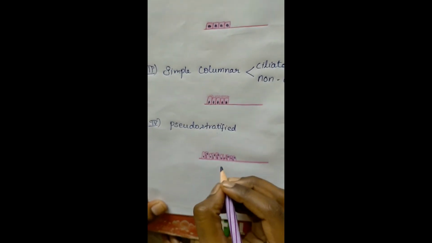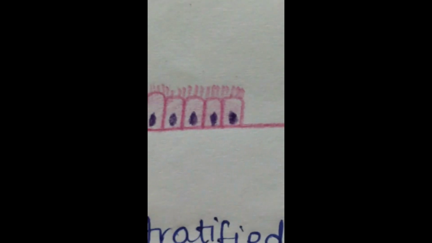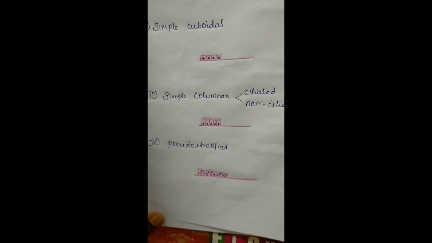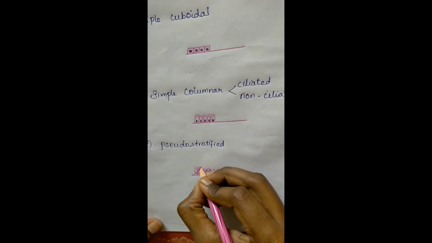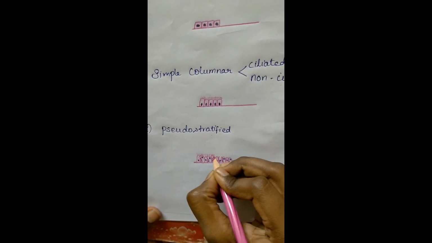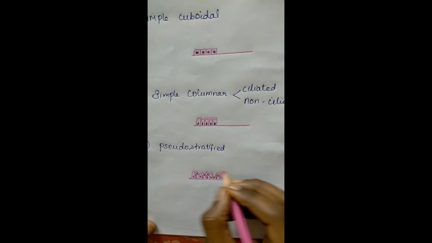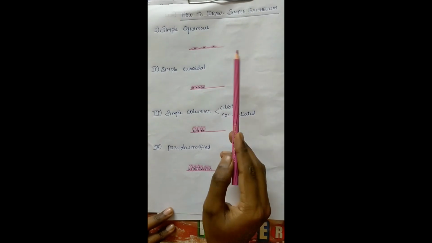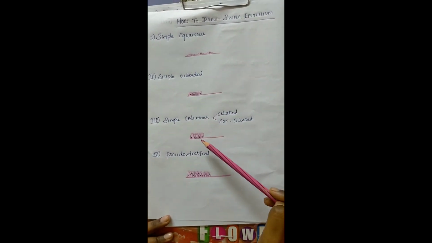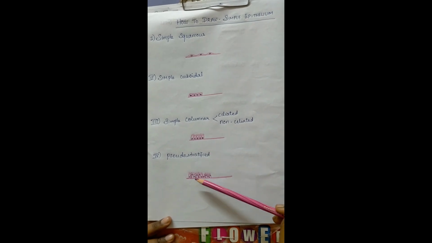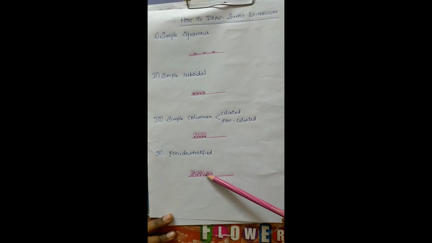Okay, so this is how you have to draw the pseudostratified, and you will be having cilia or stereocilia. So you can draw the cilia on the top of it, okay? This is how you have to draw the simple squamous epithelium, cuboidal epithelium, columnar ciliated epithelium, and pseudostratified ciliated columnar epithelium with goblet cell.